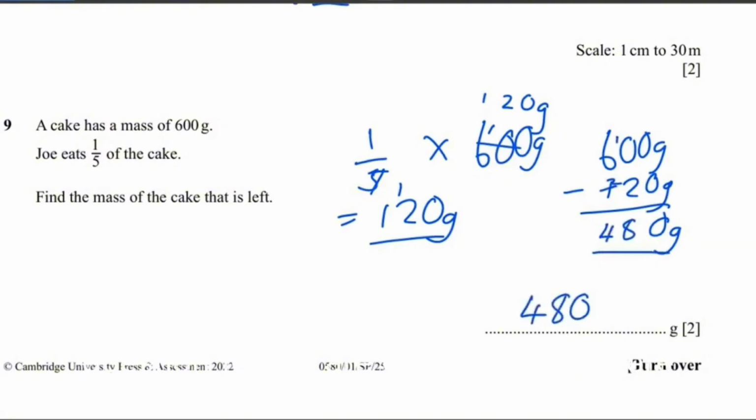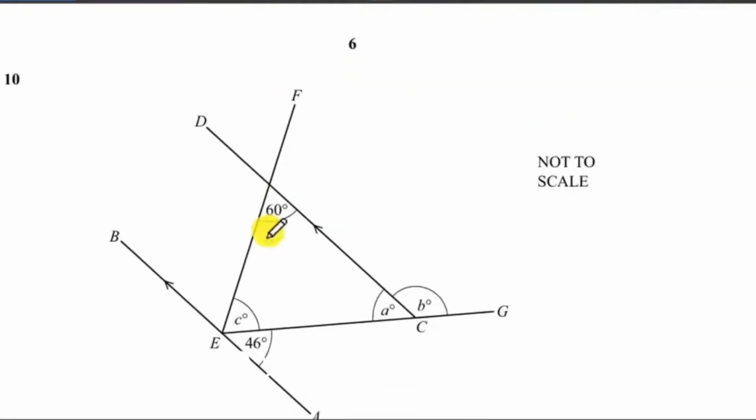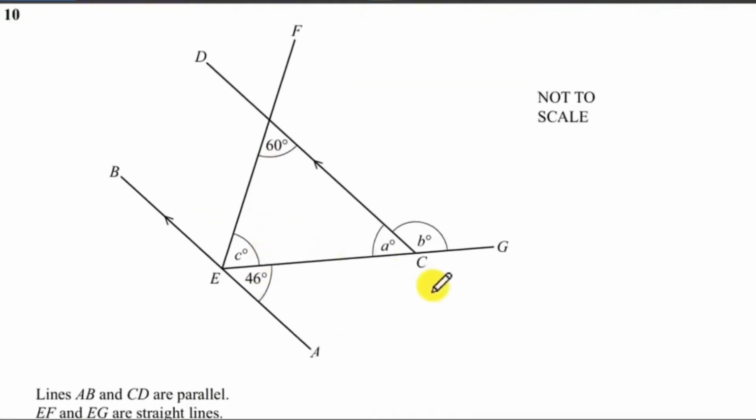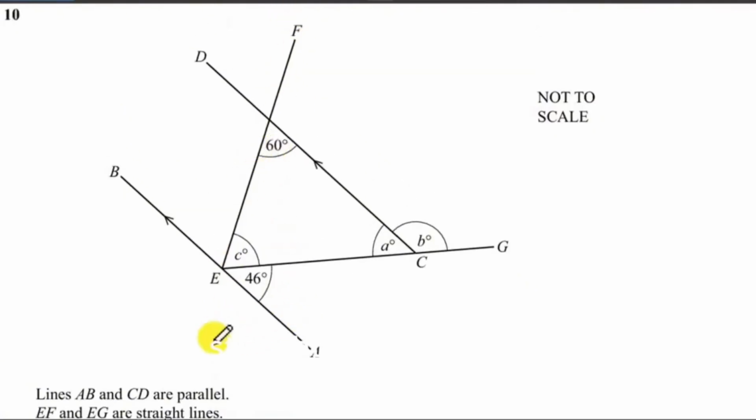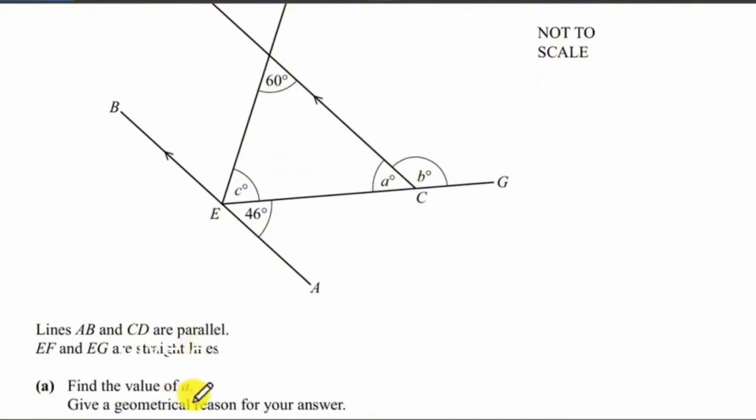Okay. Question 10. You are given a shape there. Lines AB and CD are parallel. So you already know that when lines are parallel and there's a line which cuts across the two lines, that line is called a transversal and forms some important angles which we can call Z angles, F angles, and some corresponding and alternate angles. So that's important to note there. EF and EG are straight lines. Find the value of A here. Give a geometrical reason for your answer.